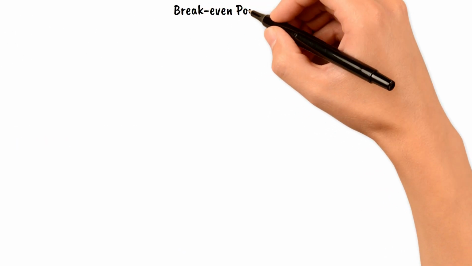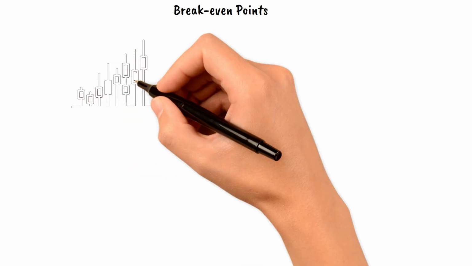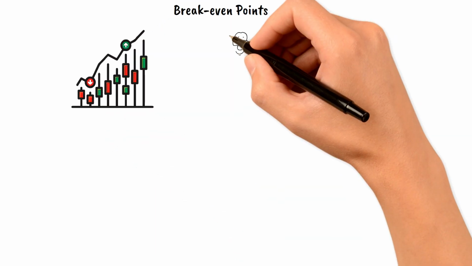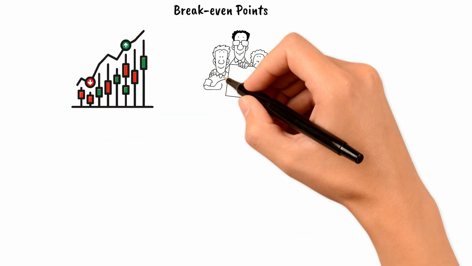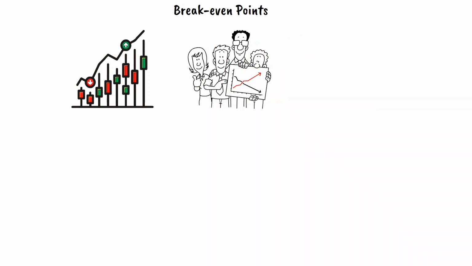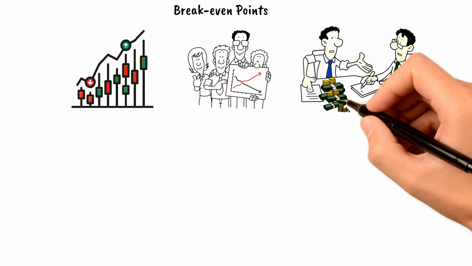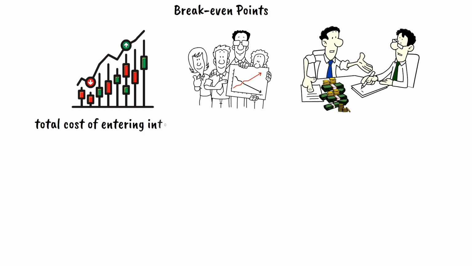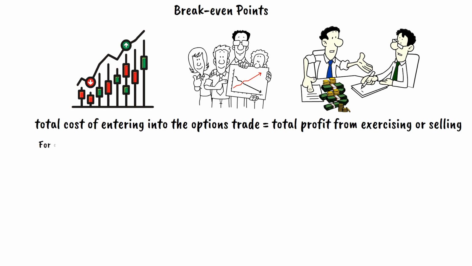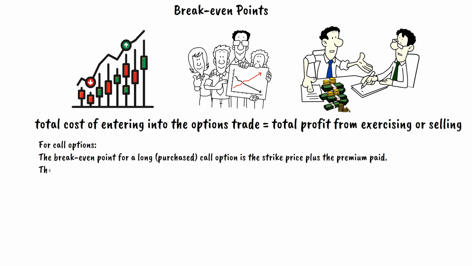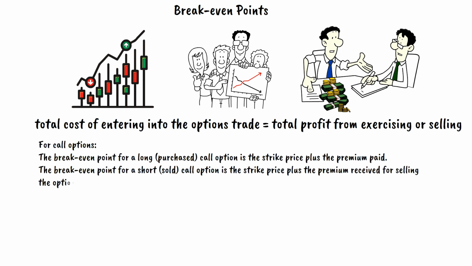Break-even points. In options trading, the break-even point refers to the underlying stock price at which an options position neither makes a profit nor incurs a loss. It is the point at which the total cost of entering into the options trade is equal to the total profit from exercising or selling the options. For call options, the break-even point for a long call option is the strike price plus the premium paid. The break-even point for a short call option is the strike price plus the premium received for selling the option.